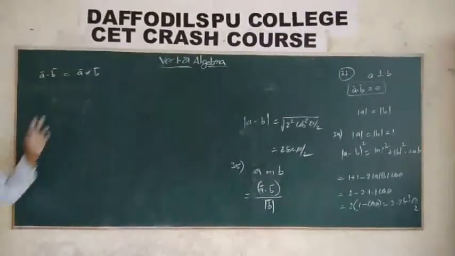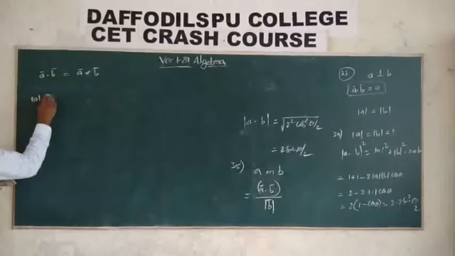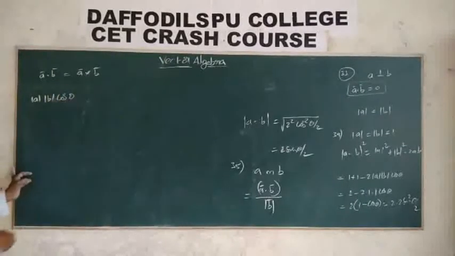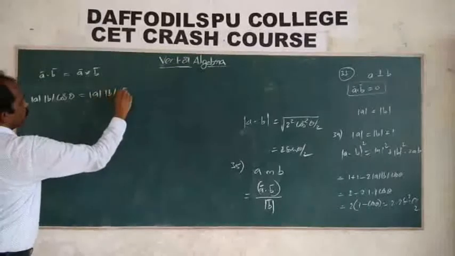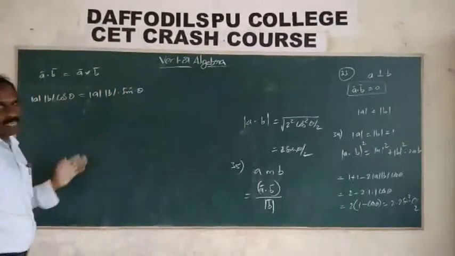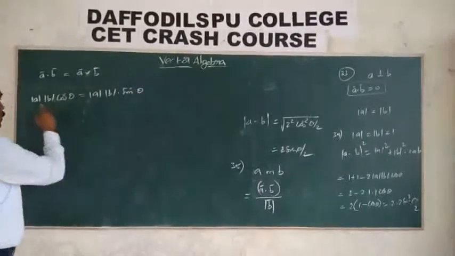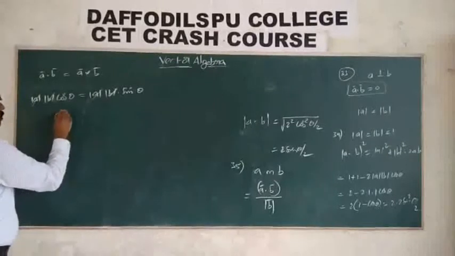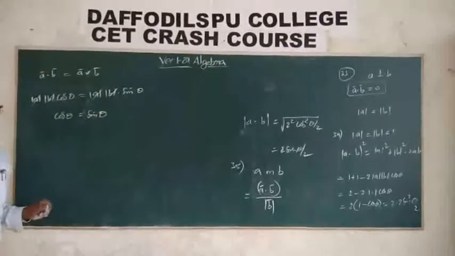We know the dot product formula and the cross product formula. Expand: mod A, mod B, cos theta equals mod A, mod B, sin theta. These are non-zero vectors, so mod A mod B cancels on both sides. Finally, the remaining answer is cos theta equals sin theta.